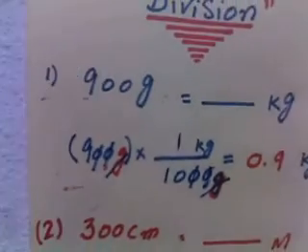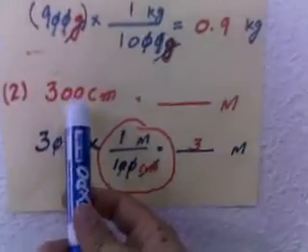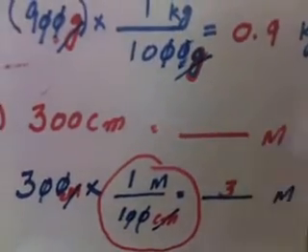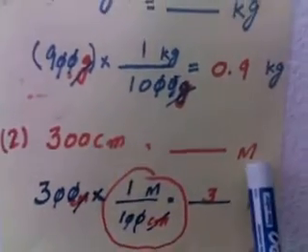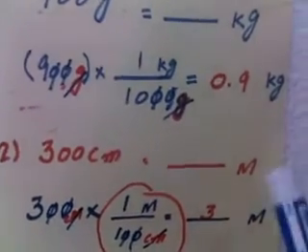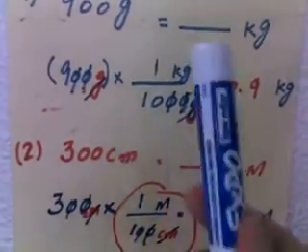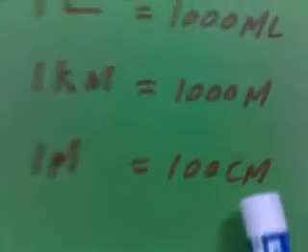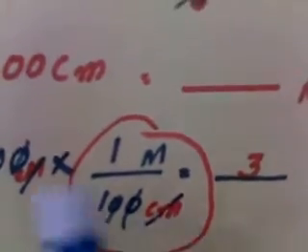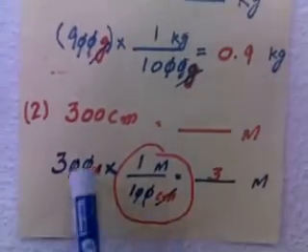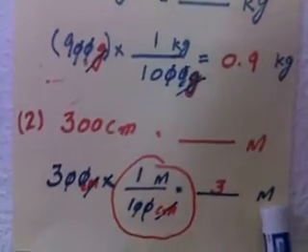Take another example to build up our concept. 300 centimeter is equal to dash meter. So solve it. 300 centimeter is smaller than meter, so we will divide it by unit. 300 divided by 100. Look here: 1 meter is equal to 100 centimeter. So 300 multiplied by 1 meter over 100 centimeter. Centimeter and centimeter will be cancelled, 0 will be cancelled, and we have the value in meter. 300 centimeter is equal to 3 meter.